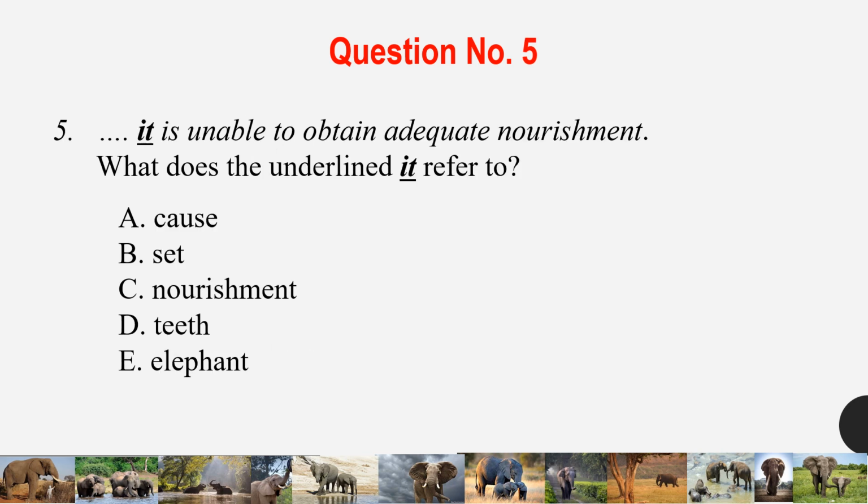Question number 5. Blah blah blah, it is unable to obtain adequate nourishment. What does the underlined it refer to? A. Cause. B. Set. C. Nourishment. D. Teeth. E. Elephant. To answer question number 5, let's go back to paragraph 2.